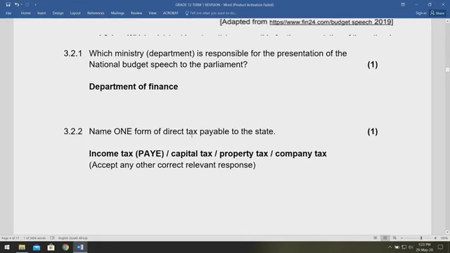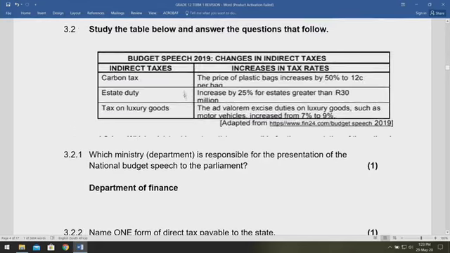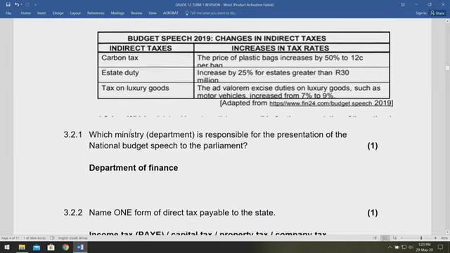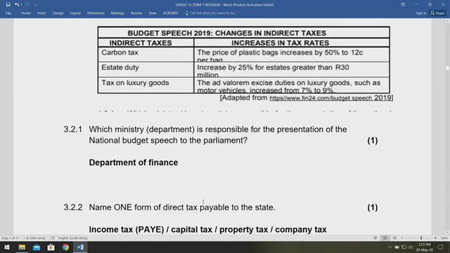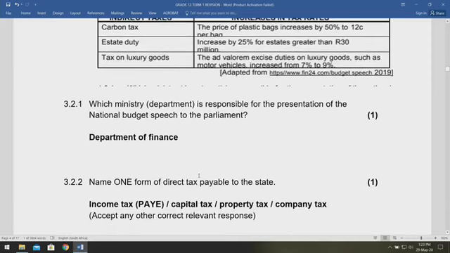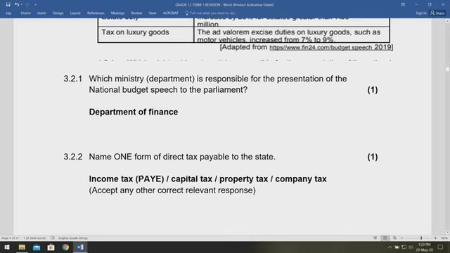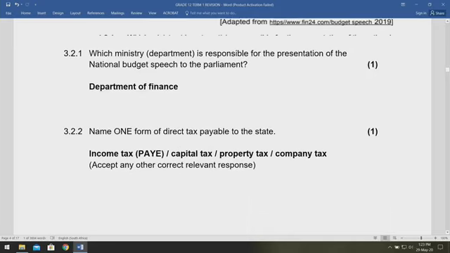Name one form of direct tax. Now, please, you can't find the answer in the table here because the table lists your indirect taxes, and the question deals with direct taxes, right? Direct taxes are those taxes which affect people's income directly, such as your income tax, your company tax, and capital tax. Those things affect the income directly. So there's 1, 2, 3, 4 listed in the memo. You only need to give 1, okay?